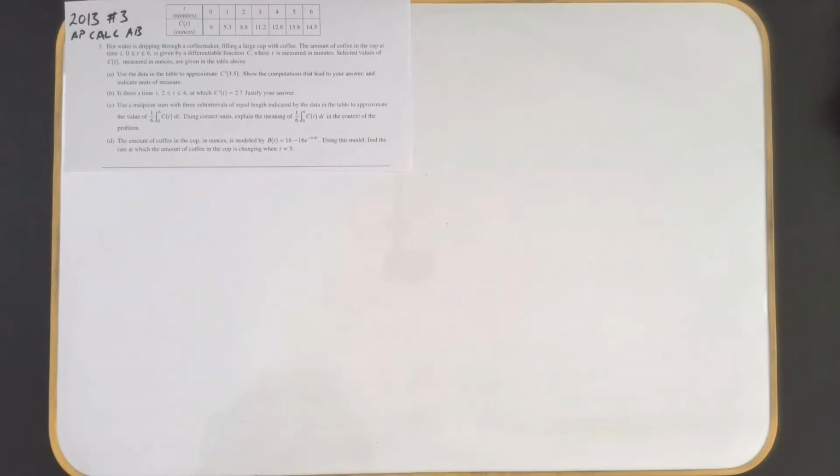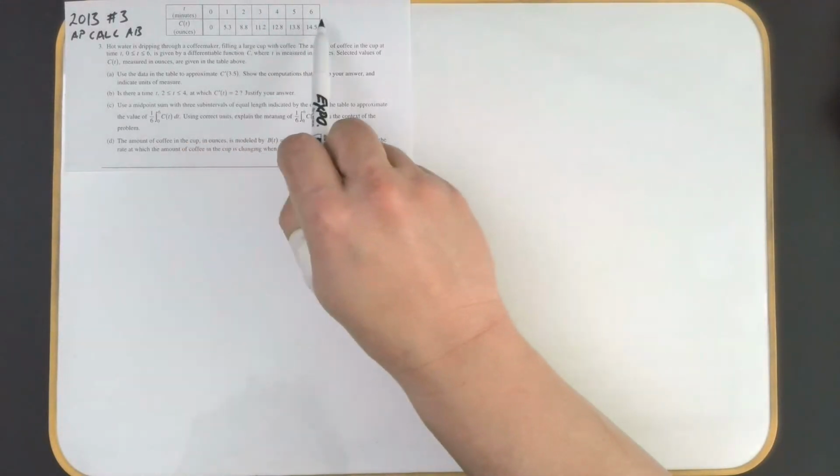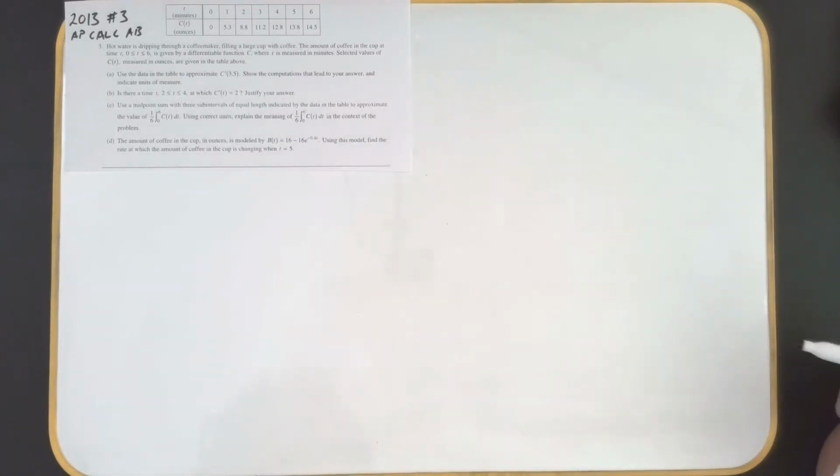Alright, so it looks like we have a coffee cup under a coffee maker type of device, and as every minute goes by, the cup is filling up. And so that makes sense here on our table. There's the 6 minutes, and there's how much coffee's going in. This one seems fairly understandable and straightforward compared to how weird some other questions can be of this style.